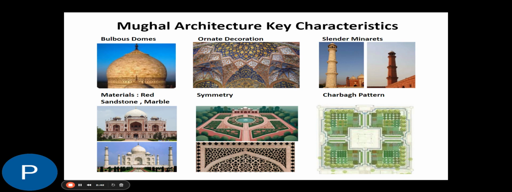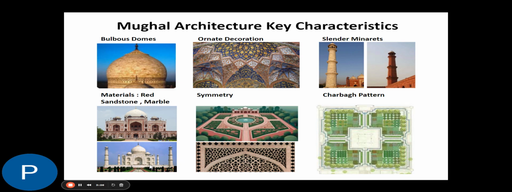Then coming to the next feature, the slender minarets. The purpose of the slender minarets was to reach the maximum population via their prayers. Basically, it was designed at a height so that the prayers were sung on top of the minarets, and it could reach the maximum people. Then coming to the materials that were predominantly used in this era, red sandstone and marble.